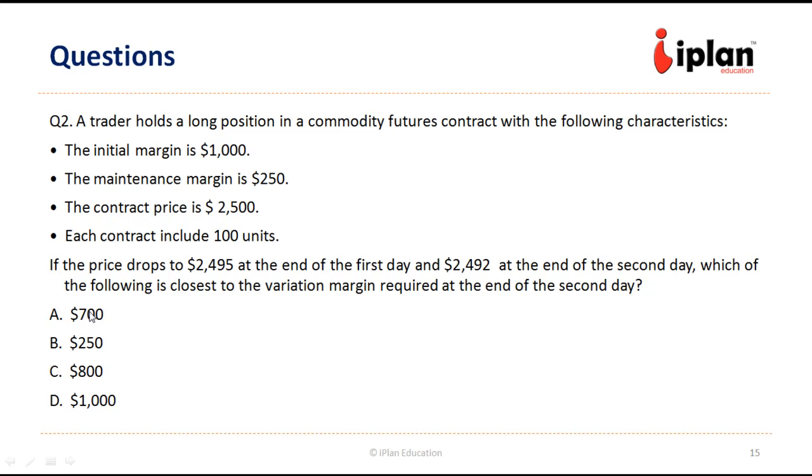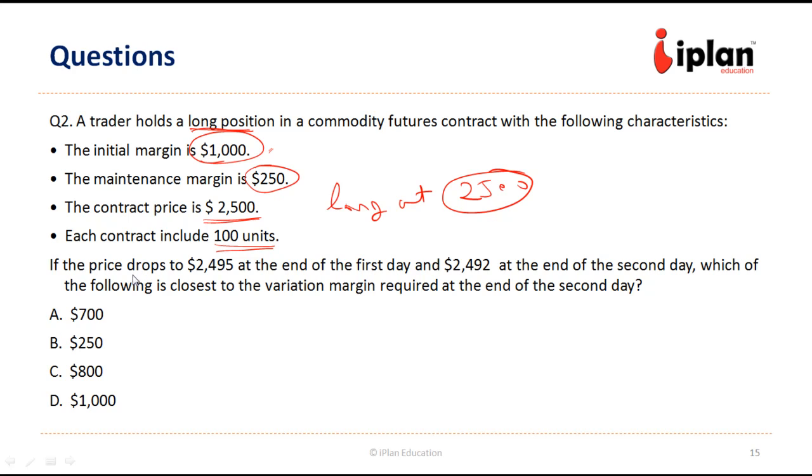Let us look at question number 2. It says a trader holds a long position in a commodity future with the following characteristics. The initial margin is $1,000. The maintenance margin is $250. The contract price is $2,500 and each contract includes 100 units. So it is a long position at 2,500.